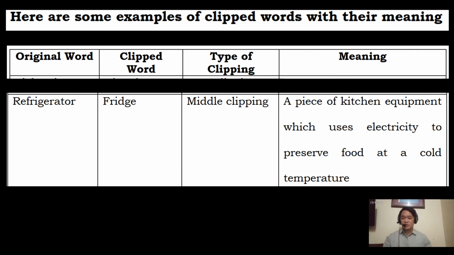Our next word is refrigerator. We usually call this fridge, so that is the clipped word. A type of clipping, it's a middle clipping. The meaning, a piece of kitchen equipment which uses electricity to preserve food at a cold temperature.